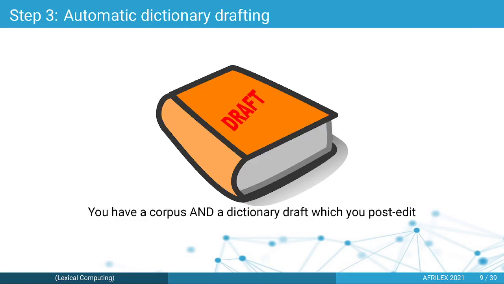And the third step that I'd like to talk about is automatic dictionary drafting, where you have a big corpus and you've got plenty of tools to work with the corpus, and you are able to generate a dictionary draft automatically and potentially post-edit individual entries manually.